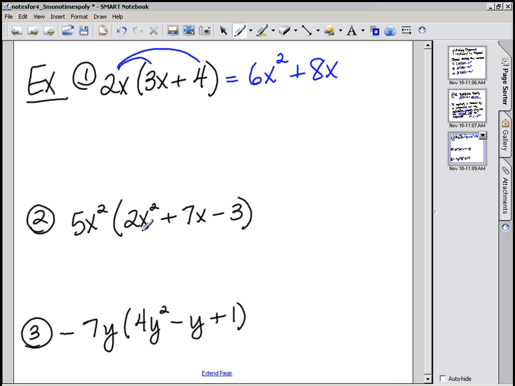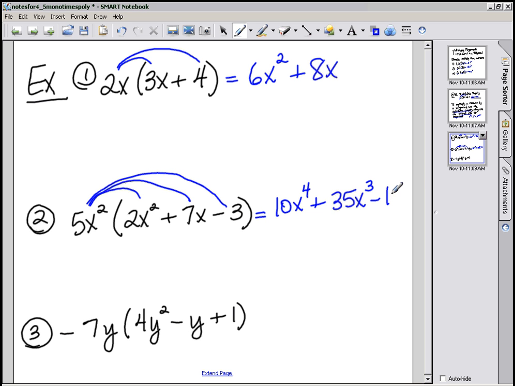5x squared times 2x squared plus 7x minus 3. We distribute the 5x squared to each of the terms of the polynomial. 5x squared times 2x squared is 10x to the fourth. 5x squared times 7x is 35x to the third. Then 5x squared times negative 3 is negative 15x squared.